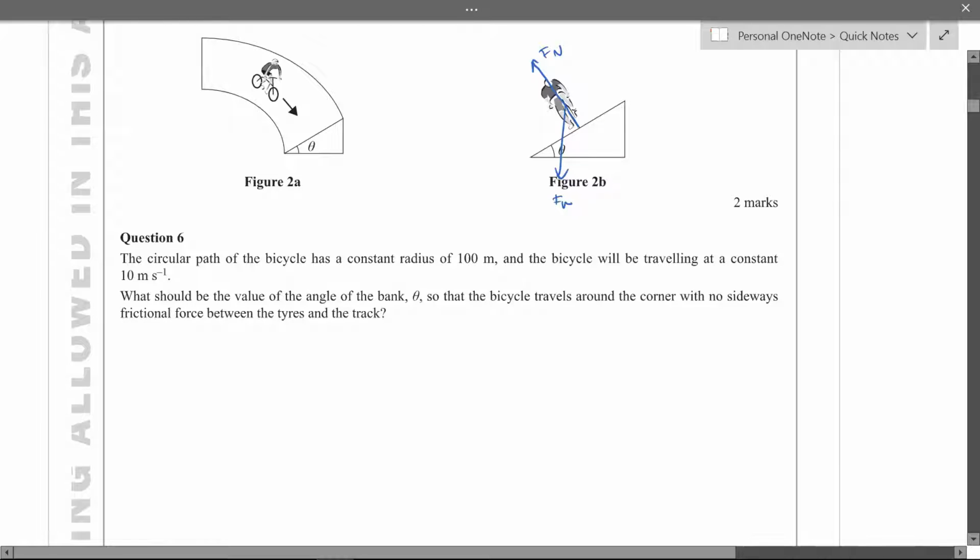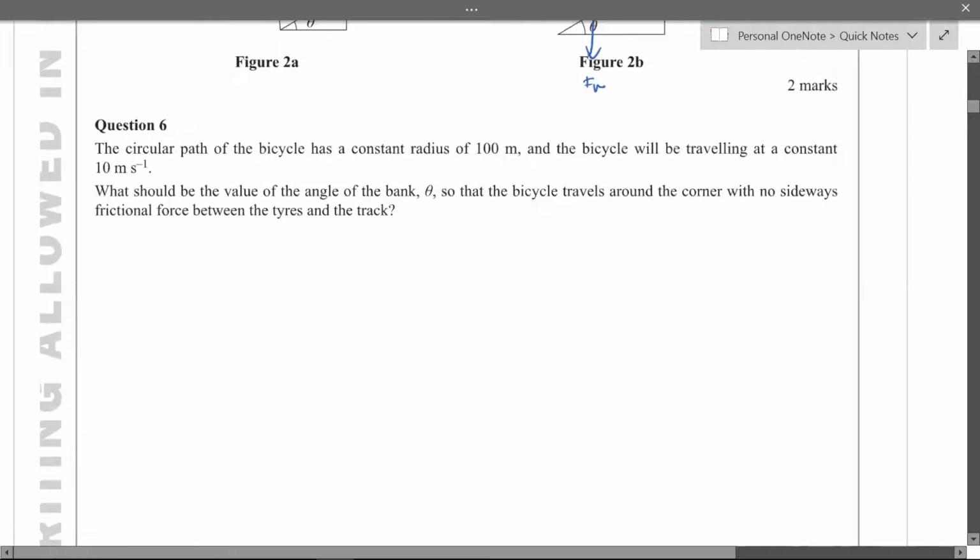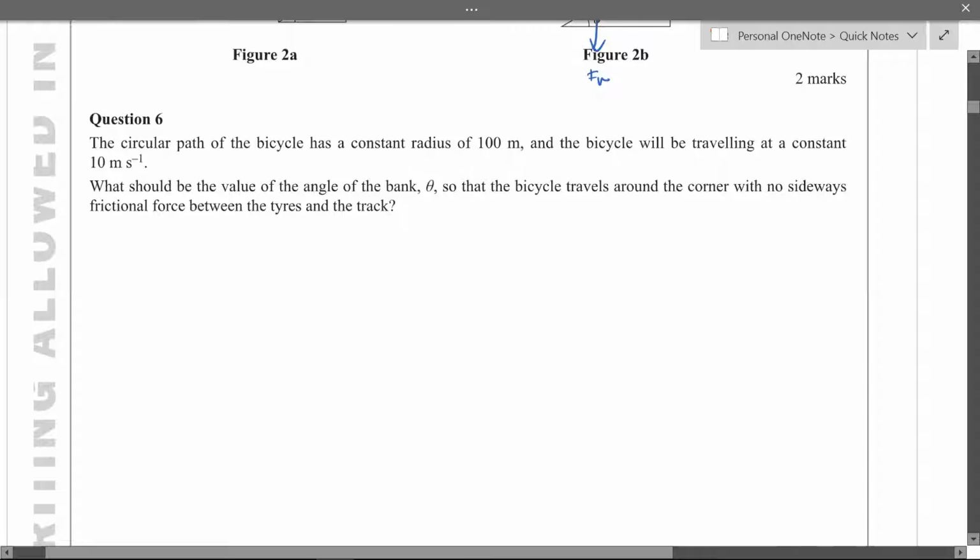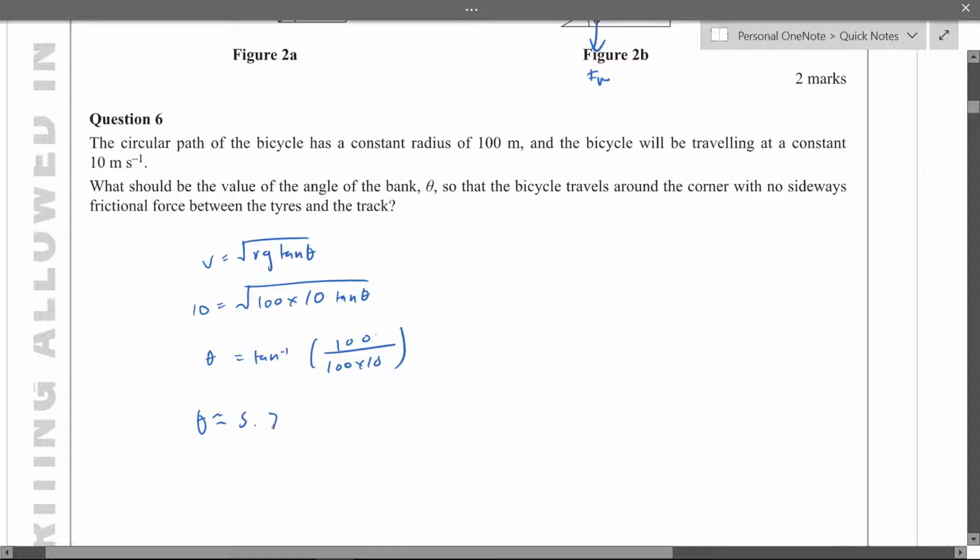So what should be the value of the angle of the bank of the track? The bicycle travels around the corner when there's no sideways frictional force. So the equation we know is v squared equals Rg tan theta, and R is 100, g is 10, and tan theta is the one we're trying to find. And we know v is 10. So if you just rearrange this and do tan inverse of 100 on 100 times 10, theta is 5.71.